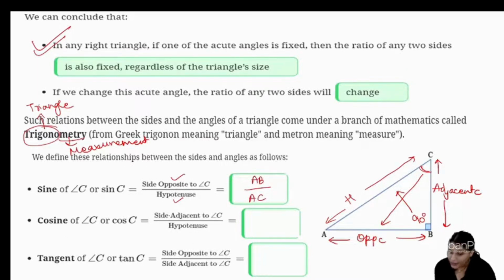For cosine, the formula is adjacent upon hypotenuse. So adjacent is BC upon hypotenuse AC. Now what is tangent? Tangent is sine upon cos. Here as we are talking about angle C, we will write angle C. When we divide sine upon cos, we get the formula opposite upon adjacent, so that is AB upon BC. Now, as we have seen from similarity, all these ratios are always fixed when the angle is fixed. So we can conclude that when angle C is fixed, all these ratios are also fixed.